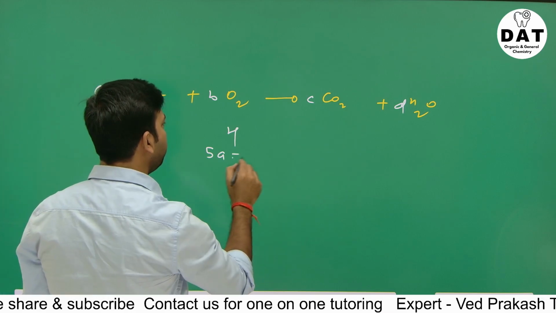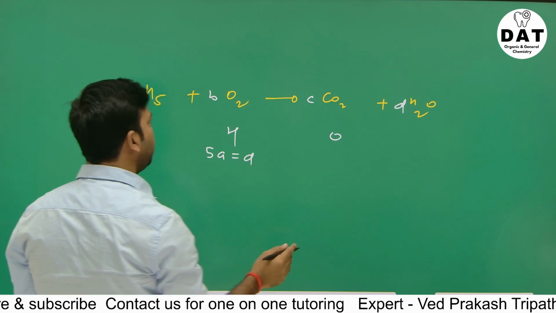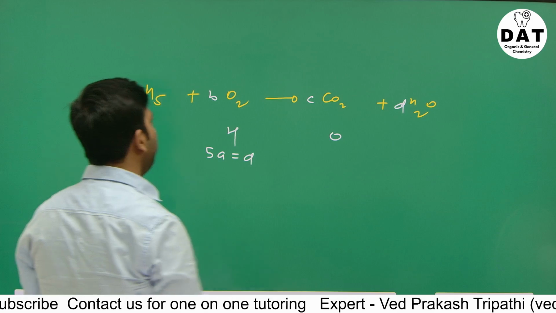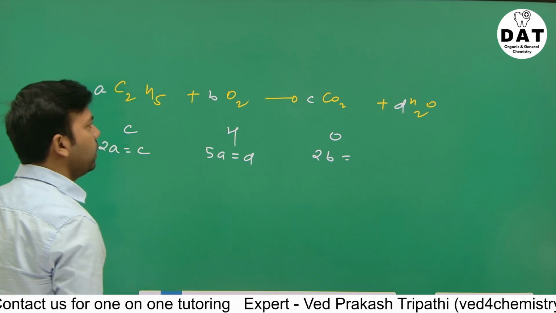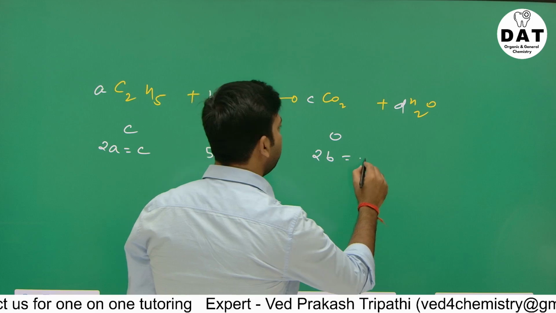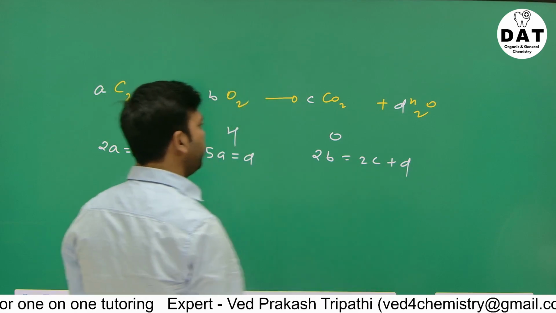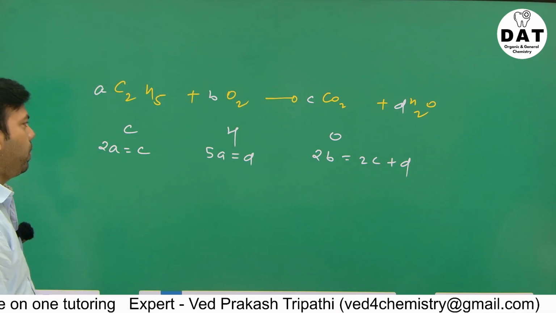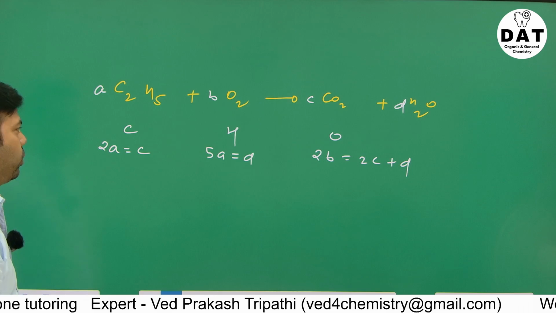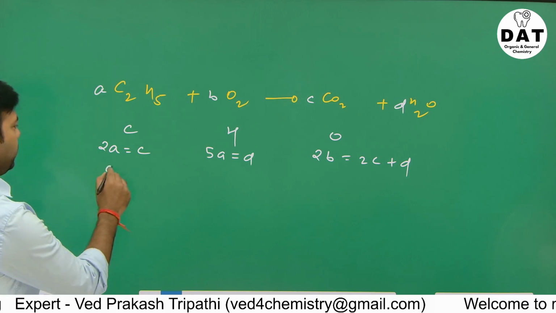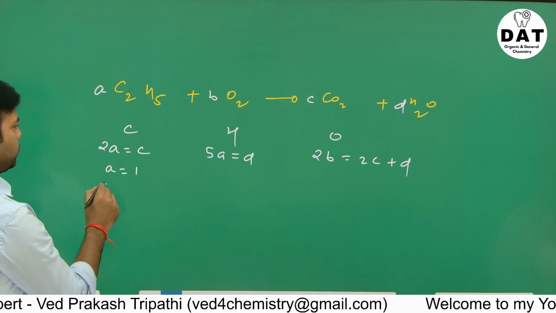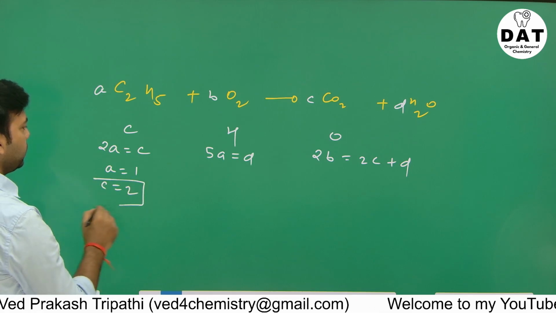Only D. How many oxygen in the left? 2B. How many oxygen in the right? 2C plus D. So which is my common here? D is common, C is common and A is common. So you can assume any one. Okay. Suppose A is my 1. So C is my 2. Makes sense?